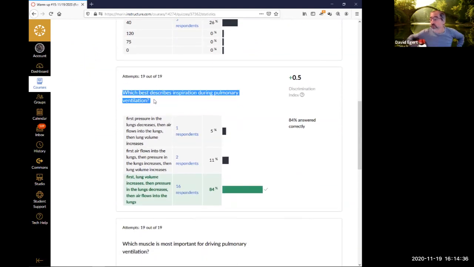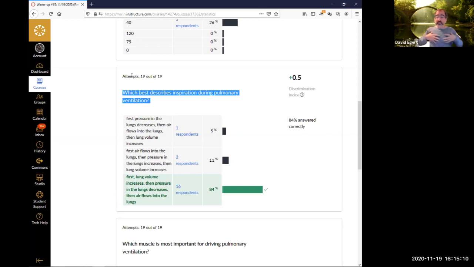This is going to be important if you got this wrong, to keep the order of things correct. It says, which best describes inspiration during pulmonary ventilation? And like I mentioned, it can be a little non-intuitive. The first thing that happens is the chest volume increases because of the muscles, the diaphragm particularly, because of that section between the pleura that increases the volume of the lungs. And so that's the first thing.